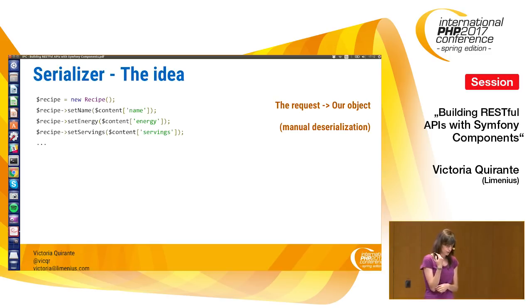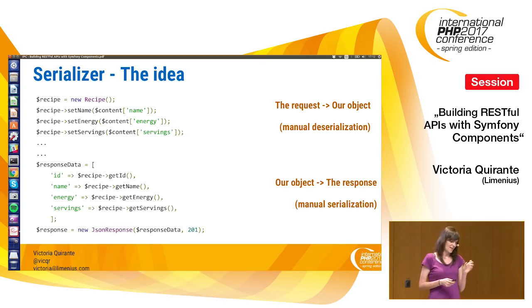imagine that you want to do this manually, okay? If you want to do this serialization and deserialization manually, you could write something like this. One line for each property to turn the request into our object, okay? And the other way around, one line per property to create a response from our object. This looks quite boring and tedious to write, and it is. And imagine if you have 50 properties instead of 3.